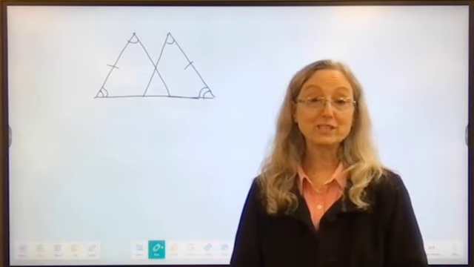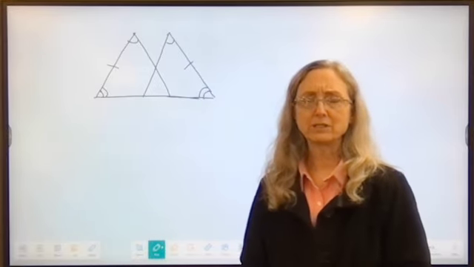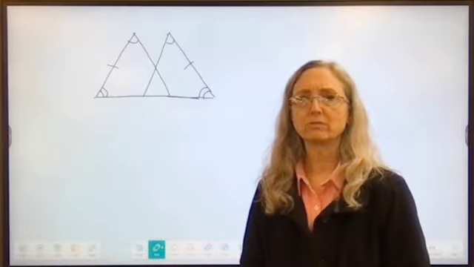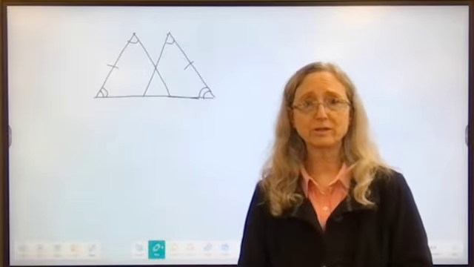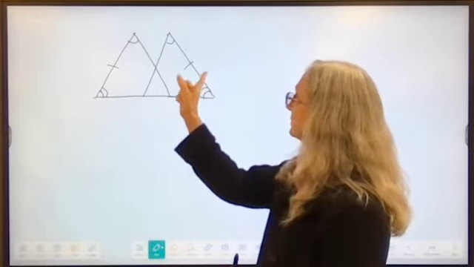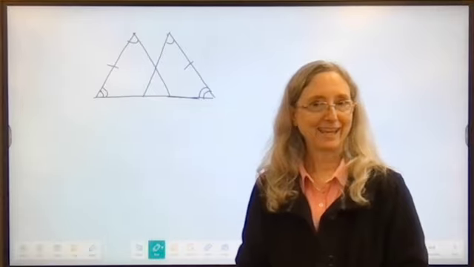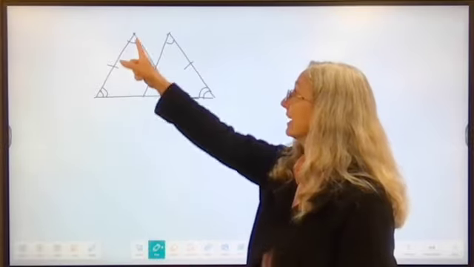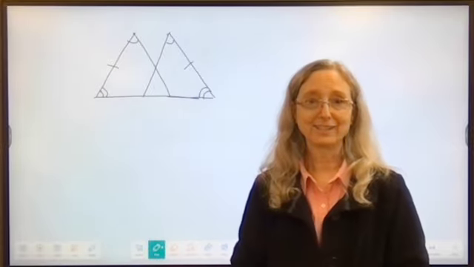Another one, what about these two? They kind of overlap in the middle, so that makes it a little bit more confusing. But can I show those two triangles are congruent? I have these two angles and this side. Angle, side, angle. Yes, angle, side, angle will work.